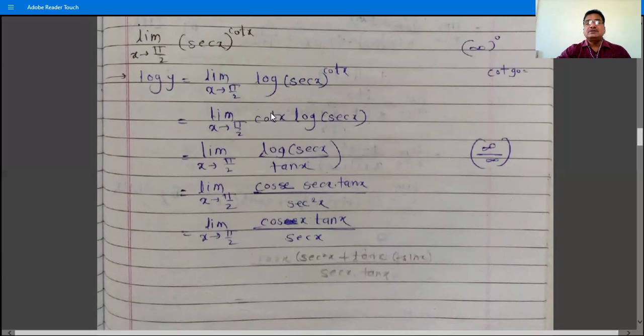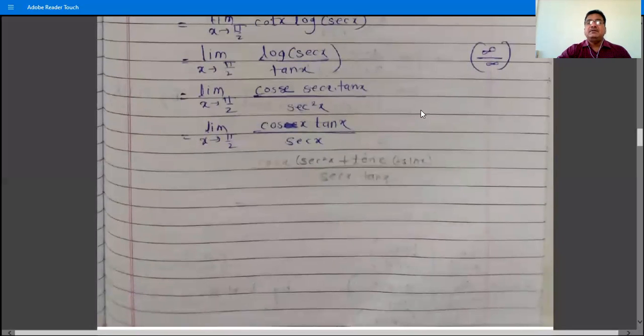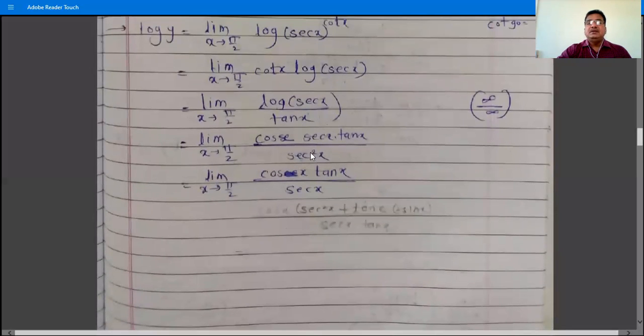And therefore we shift this cot x to the denominator. It becomes 1 by cot x. After shifting cot x to the denominator, we have log sec x divided by 1 by cot x, and 1 by cot x means tan x. So this is now in the infinity by infinity form, because tan pi by 2 is infinity and log sec pi by 2 is infinity. Sec pi by 2 is infinity and log infinity is infinity. So we have the infinity by infinity form, and therefore apply L'Hospital's rule.